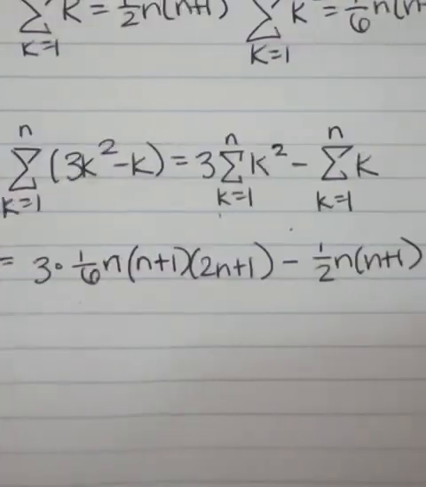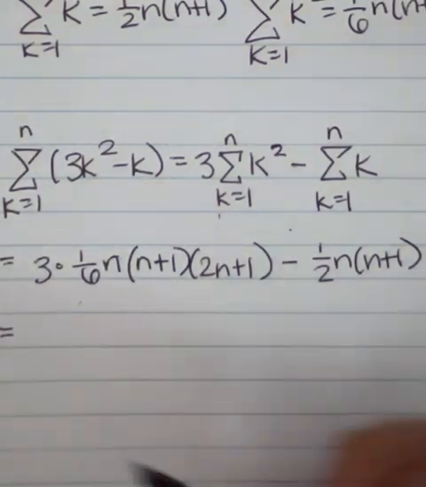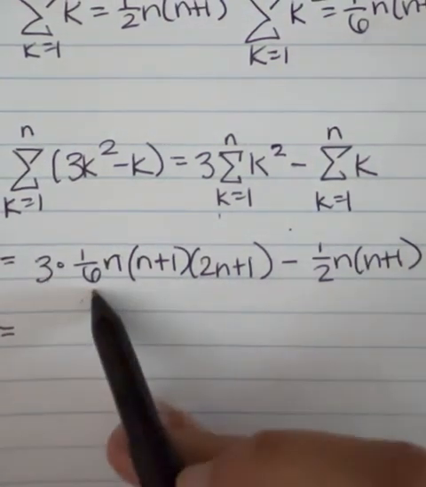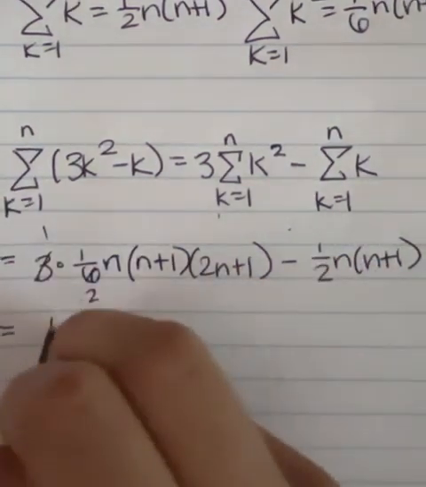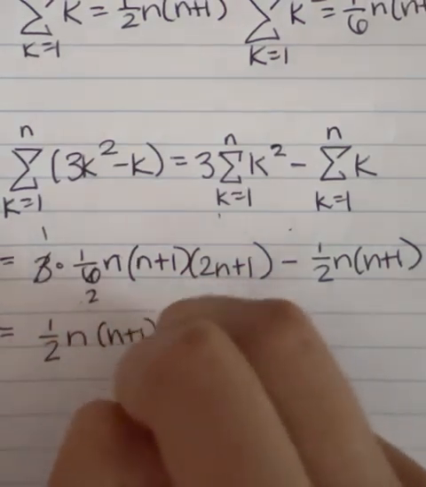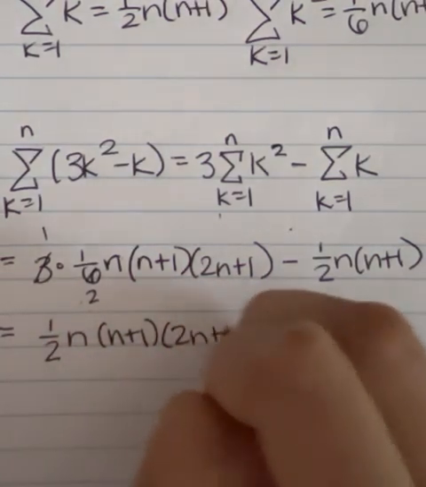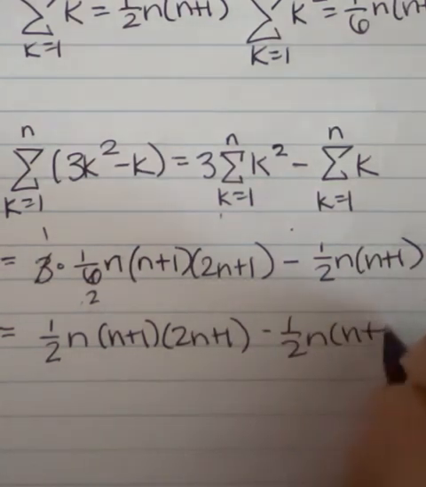Okay, so now we have this. The next thing we can do is simplify. We know that 3 goes into 6 twice, so this becomes 1/2. So I'll just write it one more time. Half n plus 1, 2n plus 1 minus a half n plus 1.